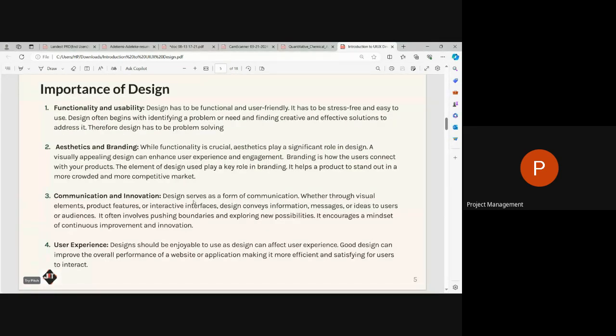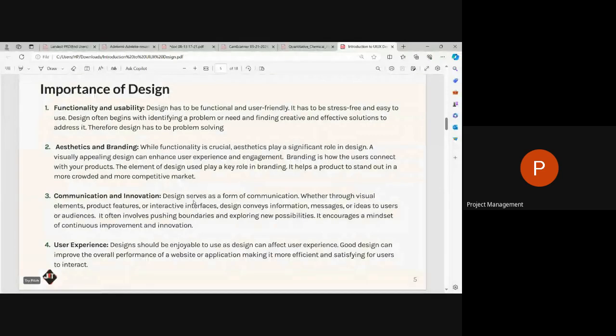Okay, so now to the importance of design. What does design do? Why do we have to design? The first thing is functionality and usability. Like I said earlier, your design has to be functional, it has to be effective, and it has to be usable by your users. Design also has to be user friendly. It has to be stress free.